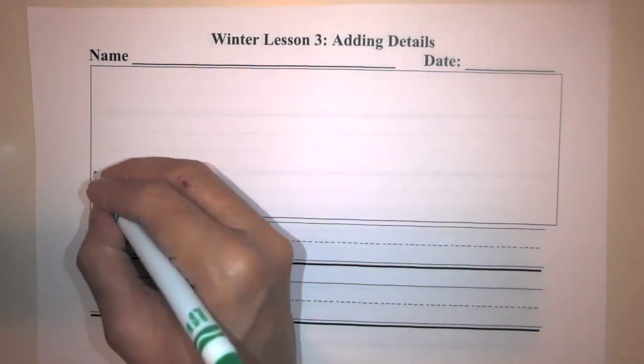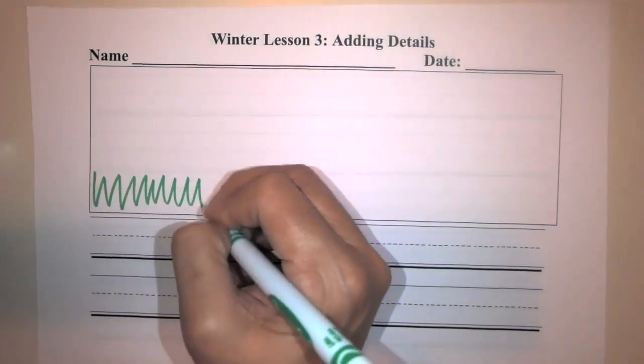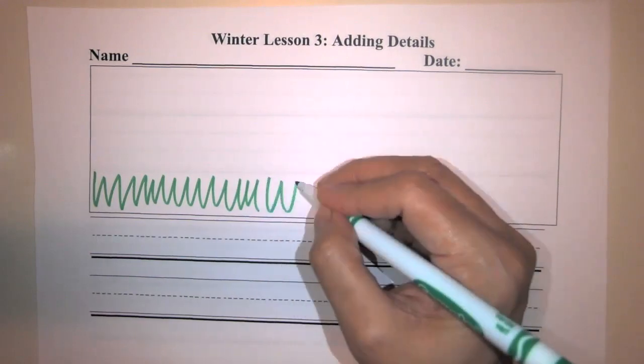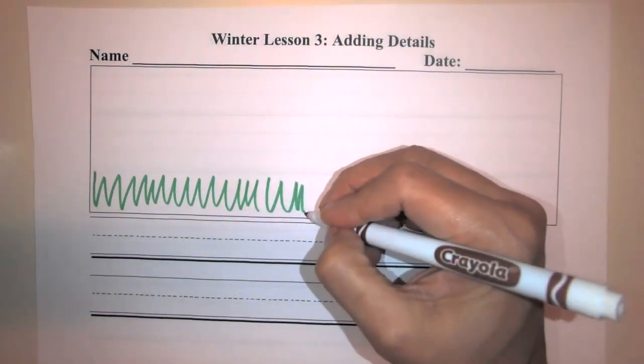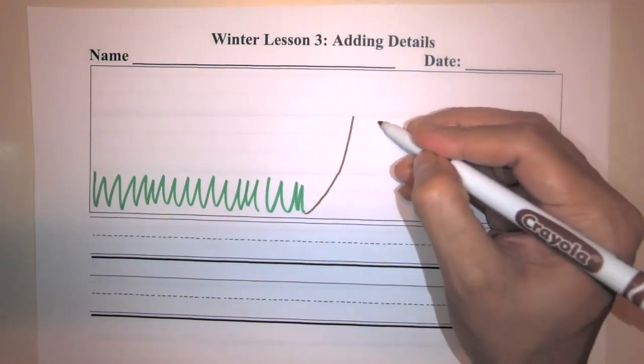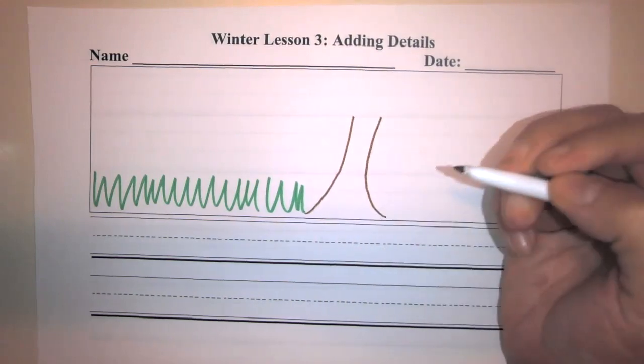So remember, I want to make sure I'm adding lots and lots of details to my picture and my story. So here I go. Go ahead and draw the grass. And then I'm going to draw a really large tree, as large as I can draw it.